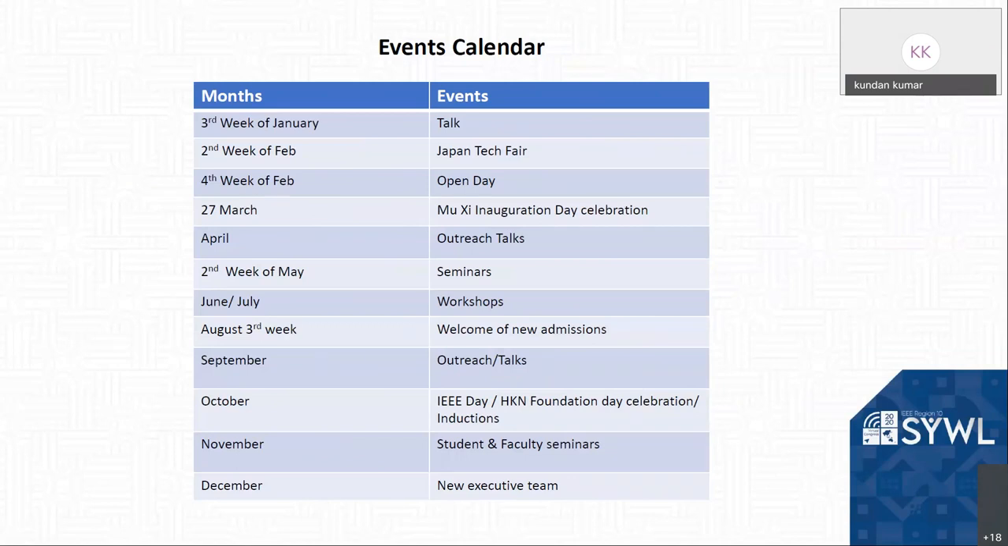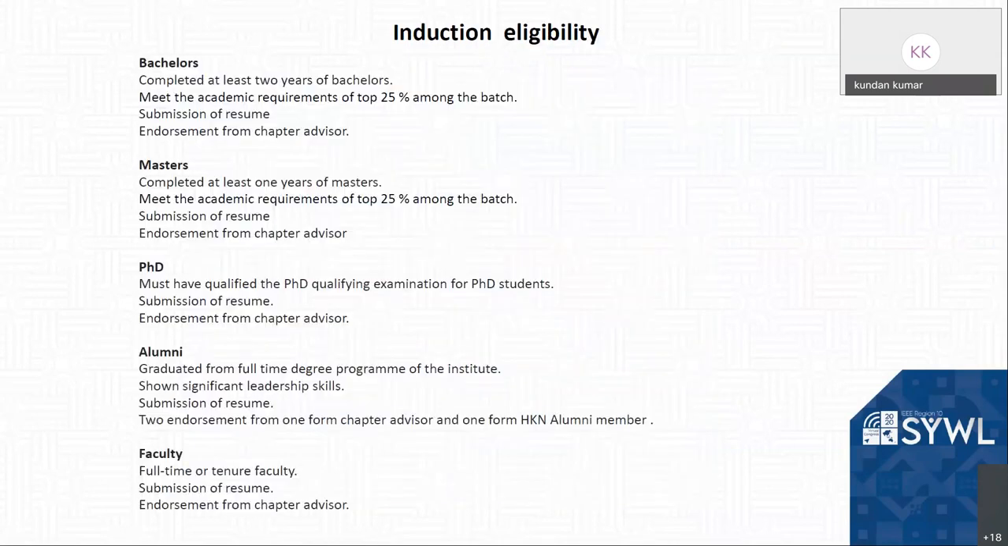Then we have Open Day, which I'll talk about in a bit more detail. Then we have our own celebration day, outreach events, which I'm going to talk about a bit, and seminars and workshops. This is what my calendar looks like. We have some induction eligibility criteria, which are in line with most of the HKN policies. I'll just move this to the next.